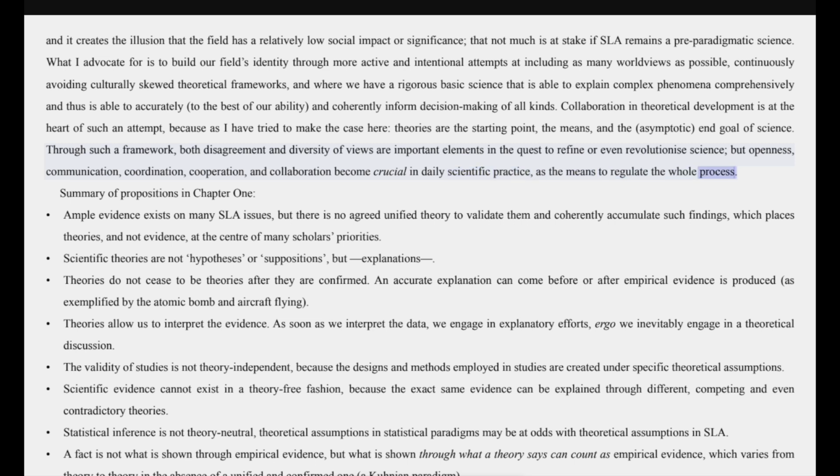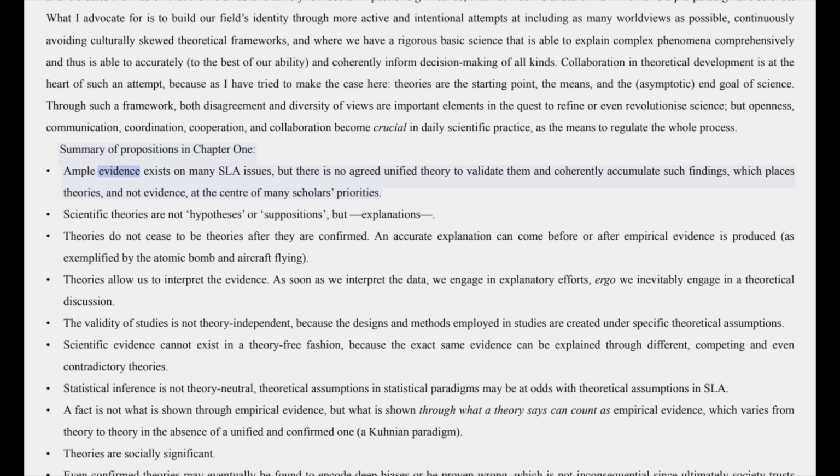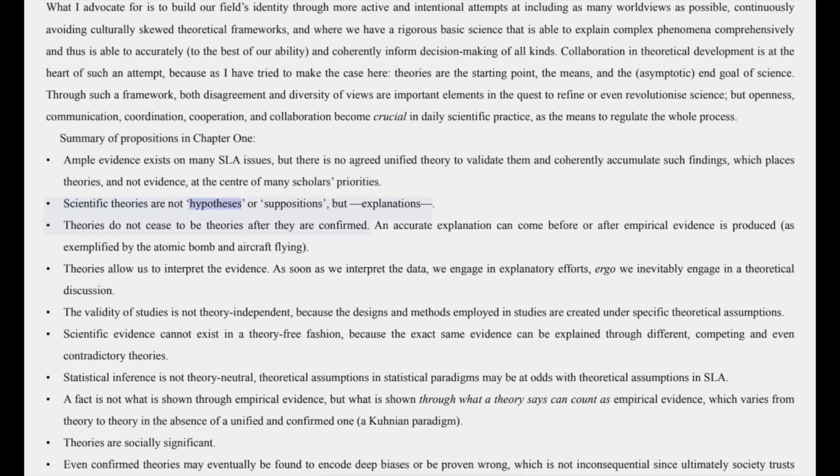Summary of propositions in Chapter 1. Ample evidence exists on many SLA issues, but there is no agreed unified theory to validate them and coherently accumulate such findings, which places theories and not evidence at the center of many scholars' priorities. Scientific theories are not hypotheses or suppositions, but explanations. Theories do not cease to be theories after they are confirmed. An accurate explanation can come before or after empirical evidence is produced, as exemplified by the atomic bomb and aircraft flying. Theories allow us to interpret the evidence. As soon as we interpret the data, we engage in explanatory efforts, ergo we inevitably engage in a theoretical discussion.